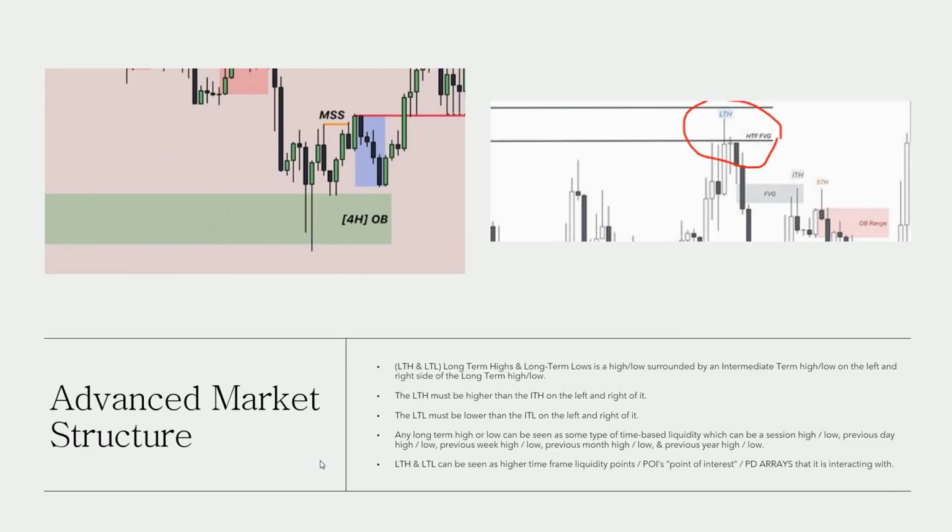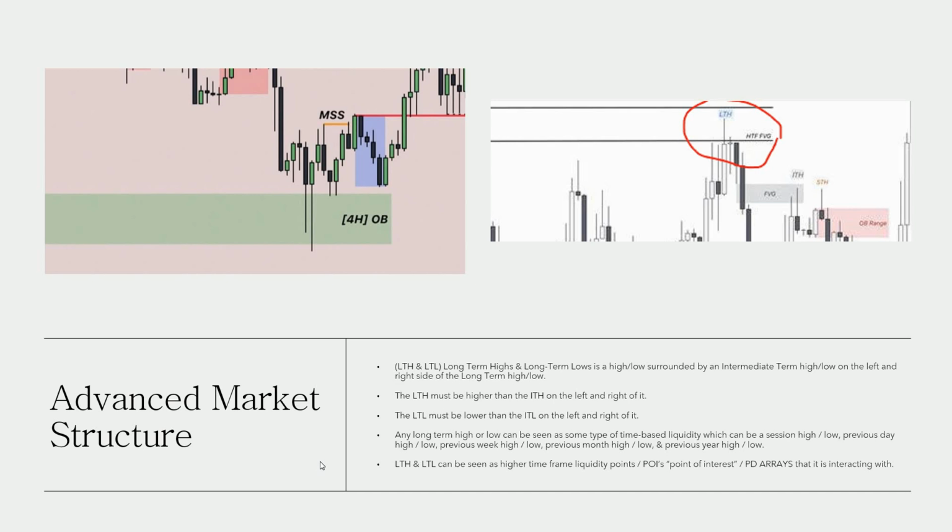And finally, we're going to be going over long-term highs and long-term lows. So a long-term high or low is a high or low surrounded by an intermediate term high or low on the left and right side of it. The long-term high must be higher than the intermediate term high on the left and right of it. The long-term low must be lower than the intermediate term low on the left and right of it. Any long-term high or low can be seen as some type of time-based liquidity. So time-based liquidity is known as a session high or low, a previous day high or low, previous week high or low, previous month high or low, and previous year high and low.